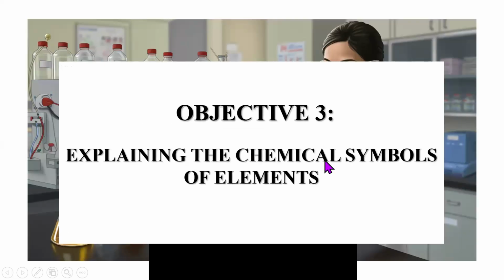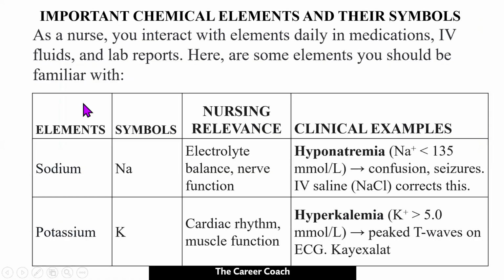Objective number 3, we want to explain some chemical symbols of elements. It will interest you that we have over 108 elements according to the periodic table. However, for the nursing field, we want to reduce it to very simple ones that we use on an everyday basis. The first one is sodium. Sodium, the symbol is Na. The N is usually capitalized and the a is usually small. Please take note of chemical symbols. Just master them so that you know how to write a chemical reaction.